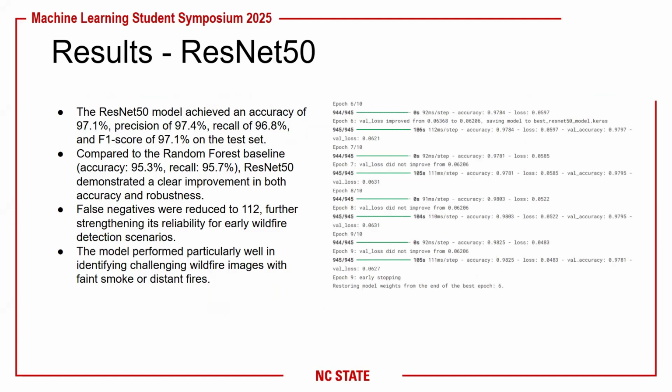Now, coming to the next slide, these are the results that we obtained on training the ResNet. The ResNet model achieved an accuracy of 97.1%, precision of 97.4%, and recall of 96.8%. Compared to the random forest baseline, ResNet demonstrated a clear improvement in both accuracy and robustness. False positives were reduced to 112, further strengthening reliability for early wildfire detection scenarios. The model performed particularly well in identifying challenging wildfire images with faint smoke and distant fires. The image on the right side shows that the model had the best accuracy at epoch 8 and it was stopped in order to prevent overfitting.